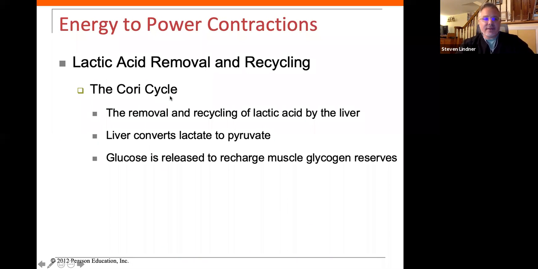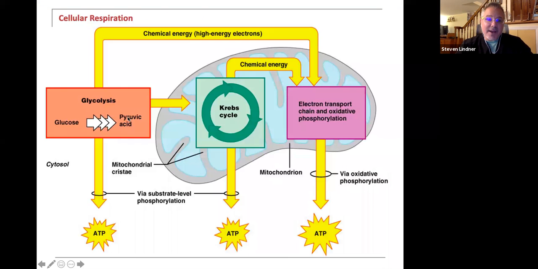The Cori cycle is an interesting cycle. When we look at the removal and the recycling of lactic acid by the liver, it has to convert lactic acid or lactate into pyruvate. Okay, so if we go back here, here's pyruvate. Glucose gets converted to pyruvic acid when oxygen is available. If oxygen isn't available, then the other sugar is called lactic acid or lactate.